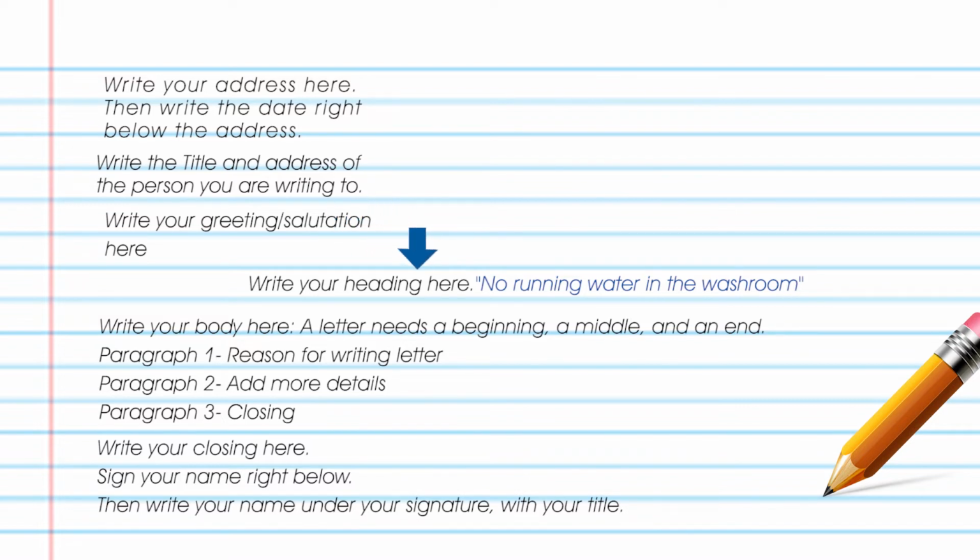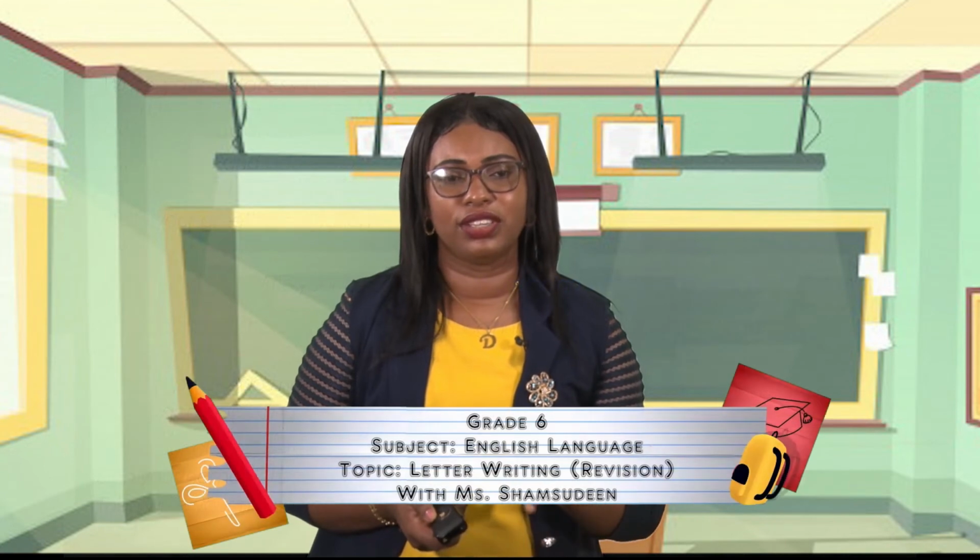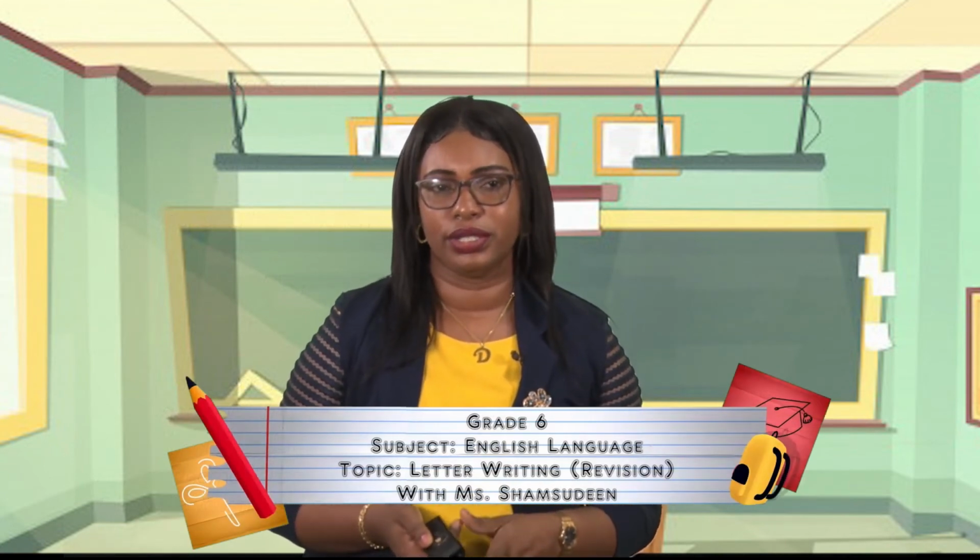And let's look at this. For this letter, it looks as though we're going to be writing to the headmistress of the school. And what is the title here? No running water in the washroom. This could also be a letter from an employee to the CEO or the director of the company. They might feel that these issues are not being dealt with, nobody's paying attention to it, and so they write a formal letter as a way to complain about their issue. So this here is what the general layout of your letter should look like.